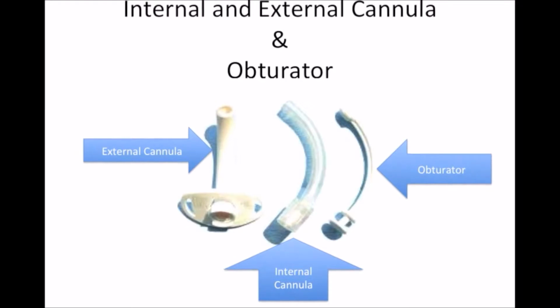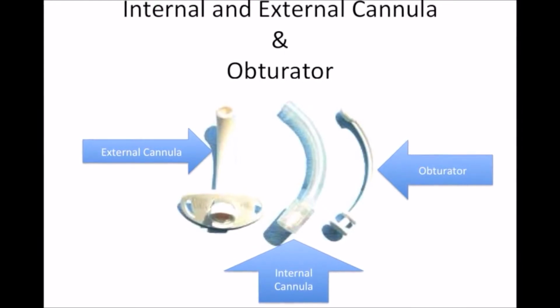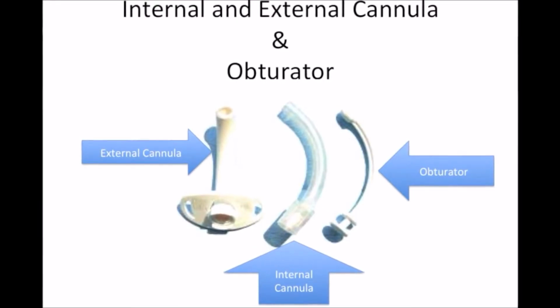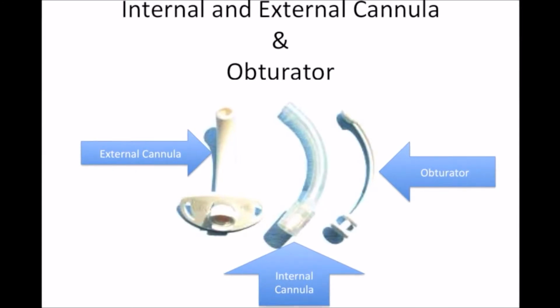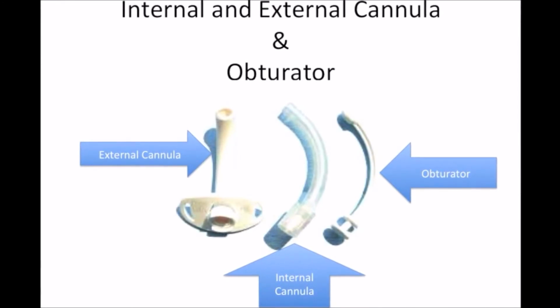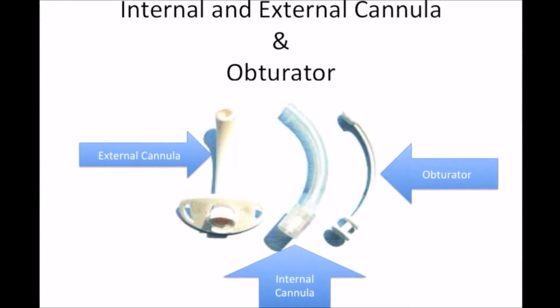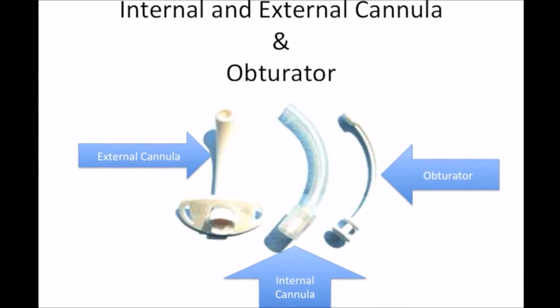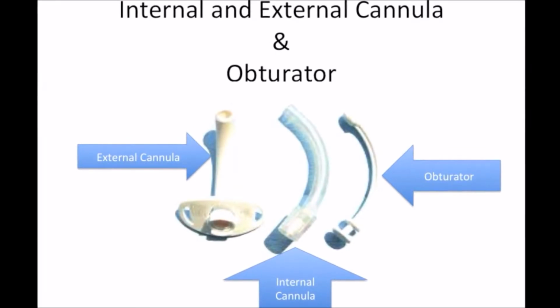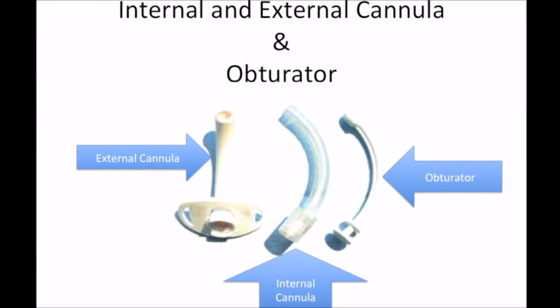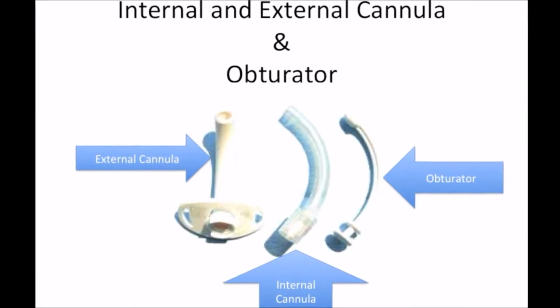The outer cannula is the tube that is inserted into your windpipe. It stays there all the time and may have another part called the inner cannula that slides inside of it. The inner cannula is the tube that fits inside your outer tracheostomy tube. It is removed for cleaning or replacement. Lastly is the obturator. It is used as a guide to insert the tracheostomy tube.